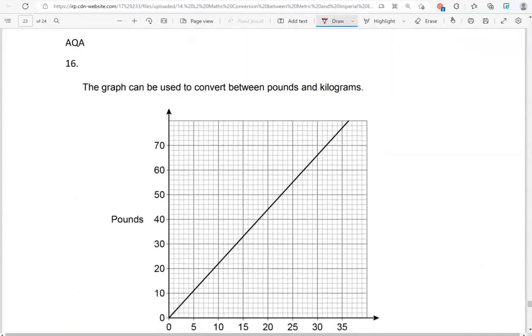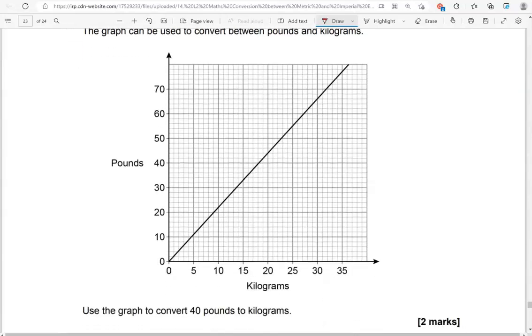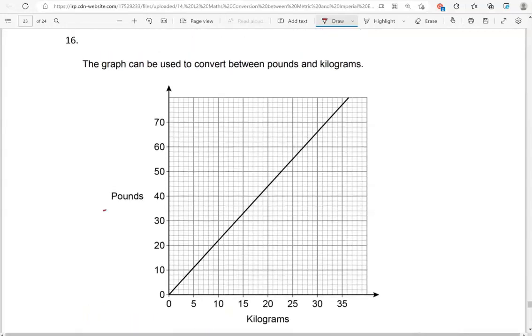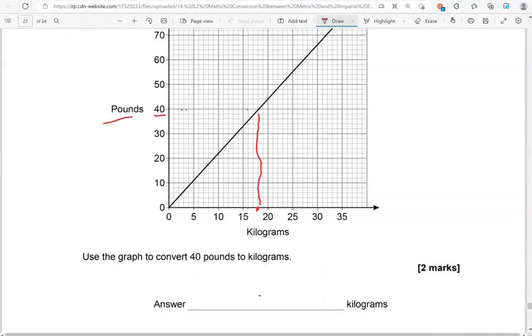The graph can be used to convert between pounds and kilograms. Use the graph to convert 40 pounds to kilograms. Pounds, so that is 40. That's this point here between 15 and 20. So 16, 17, 18. So that would be 18 kilograms.